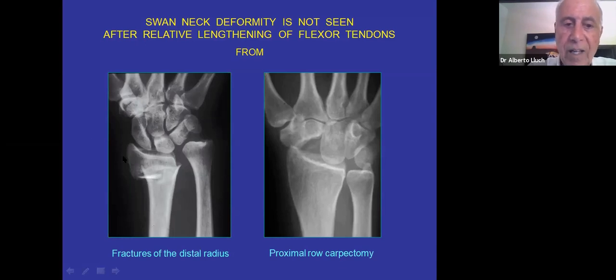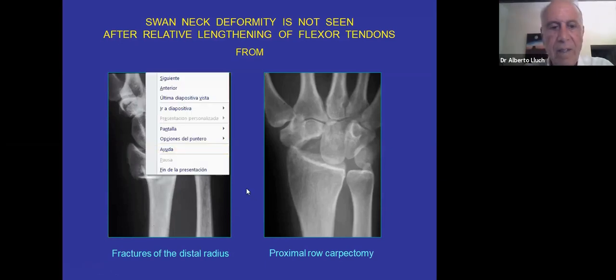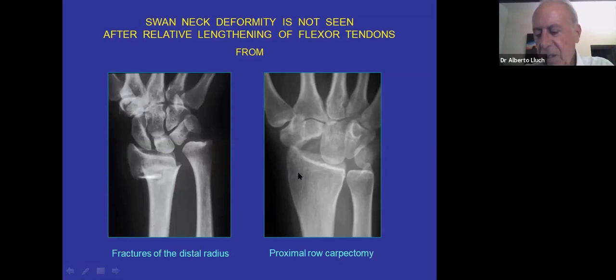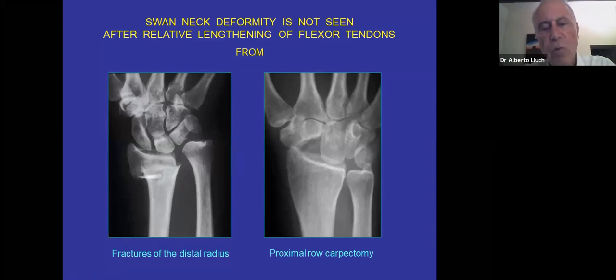It's even worse. We can have a much larger deformity, shortening of the bone and extrinsic minus deformity of the flexor tendons, and we never see a swan neck deformity after fracture of the distal end of the radius or proximal row carpectomy, even though those are things that happen suddenly, not like in rheumatoid arthritis, where the carpal collapse appears very slowly with time, sometimes taking even months or years to occur.